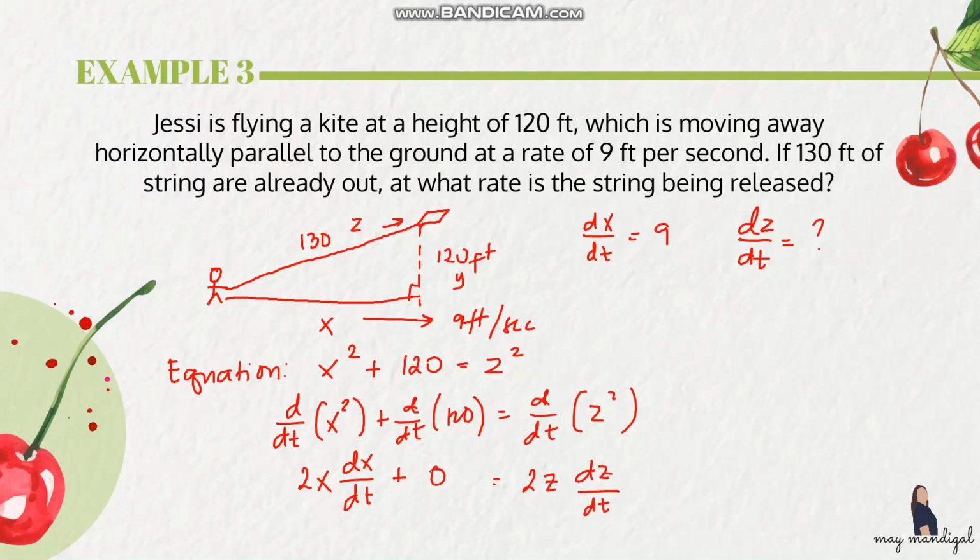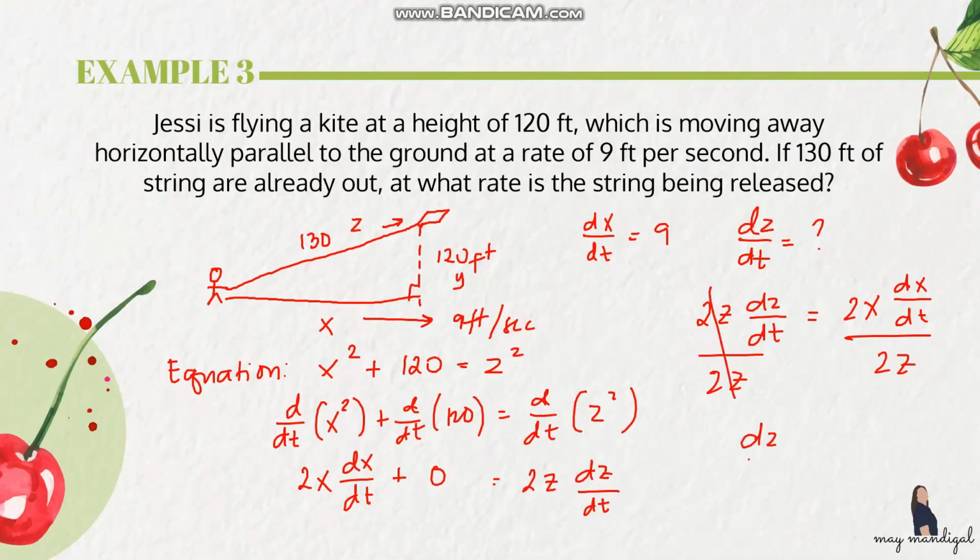Okay, and then again what we want to solve is dz over dt. So since it's already isolated, we can just simplify this. So let me change this to 2z dz over dt equals 2x dx over dt. And then let's divide both sides by 2z so that we have dz over dt here. So we have dz over dt is equal to x over z times dx over dt. So it's just the same as our last example a while ago.